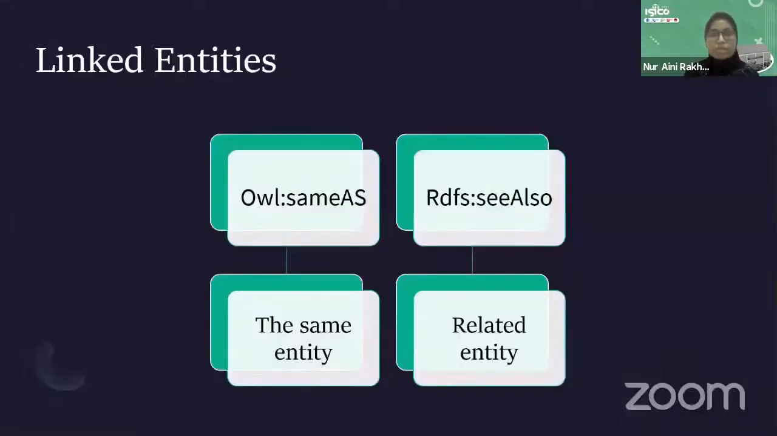Okay, and then we do some linked entities, using the OLSMS and also RDFC also. The OLSMS is used if the product is the same entity, but RDFC also forms the related entity. So for example, Indonesia in Wikidata and Indonesia in DBpedia is the same entity, so we can use the OLSMS link. But for Indonesia and Surabaya, you can see also Indonesia, because it's a related entity, something like that.